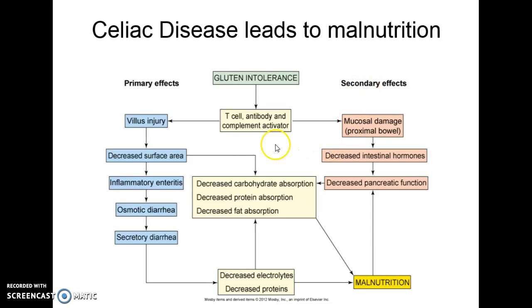All right, secondary effects because of the complement or the antibody production, mucosal damage. Decreased intestinal hormones will be produced, and the different enzymes that are necessary. Decreased pancreatic function. Without the pancreatic enzymes, you have decreased carbohydrate metabolism, decreased protein metabolism, decreased fat metabolism, which then decreases the absorption, which leads to malnutrition.